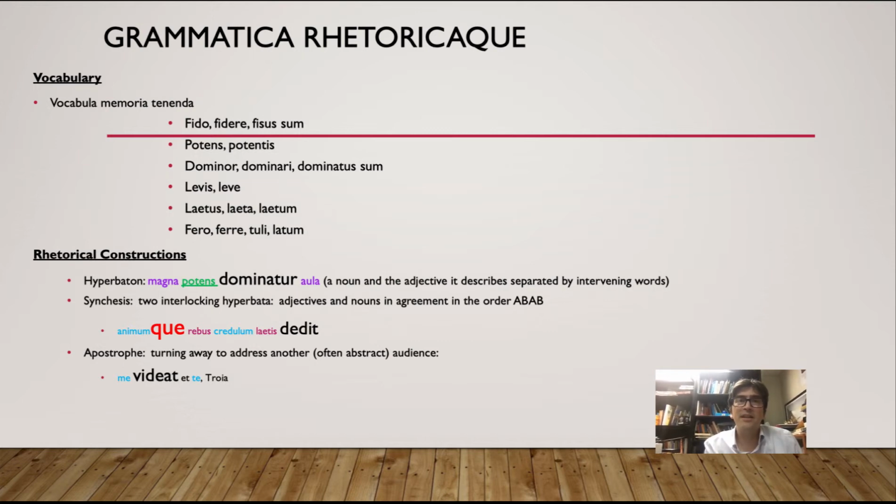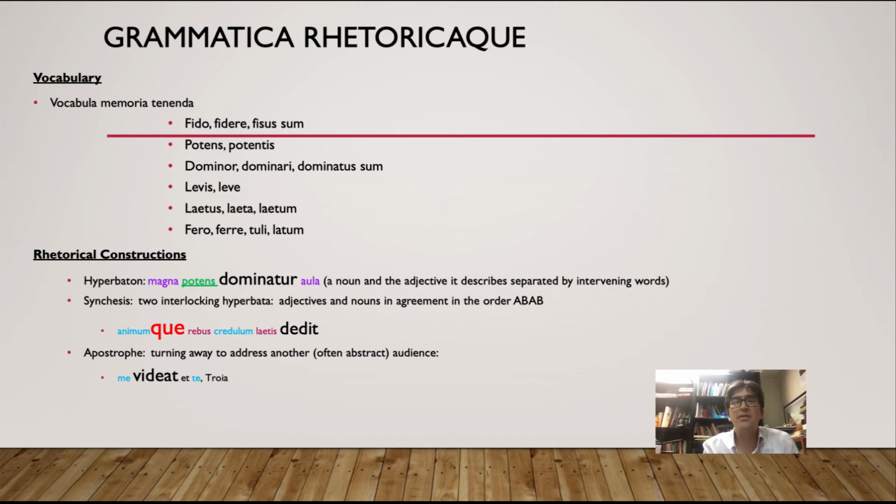And finally, a slightly less intricate word order trick. If you look at the very end of this passage, we turn away from the person to whom we're speaking, the audience. Remember, this is Hecuba speaking in the Troades. And we address the city of Troy. So Hecuba turns from the audience and says, let him look upon me and you, Troy. And this is referred to as apostrophe, which is Greek for simply turning away.